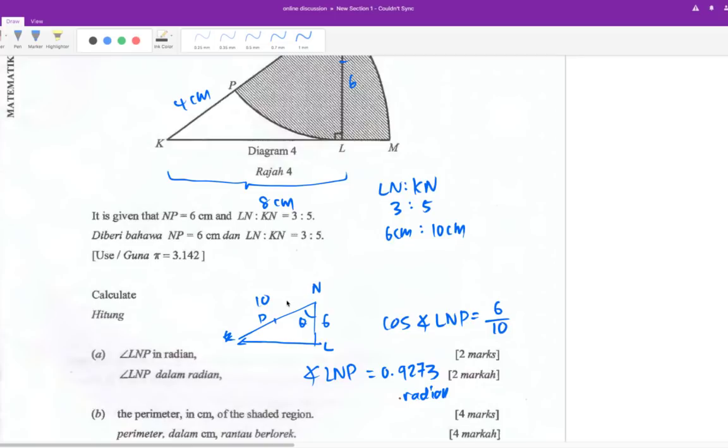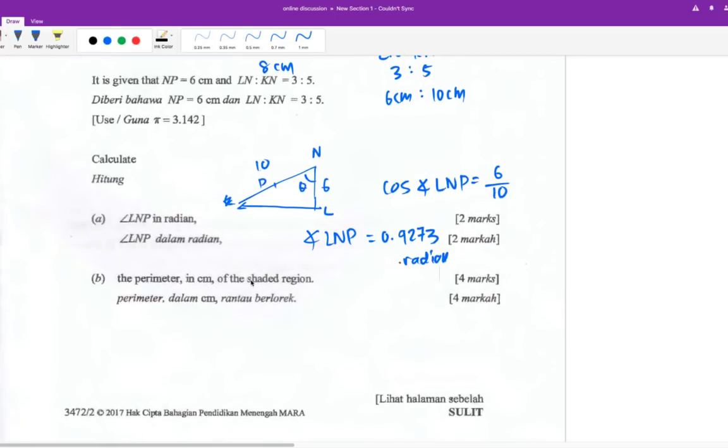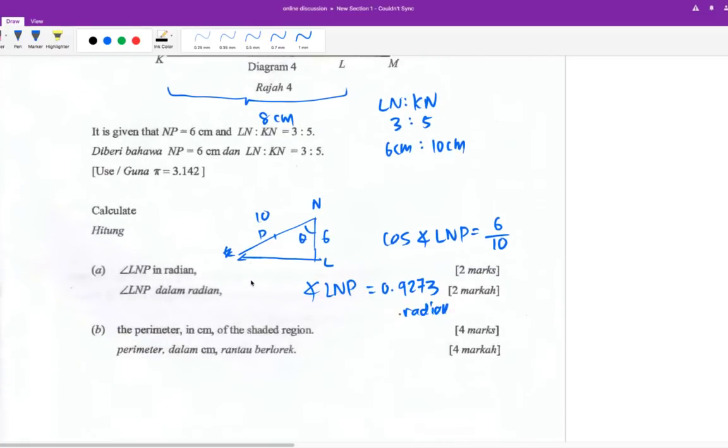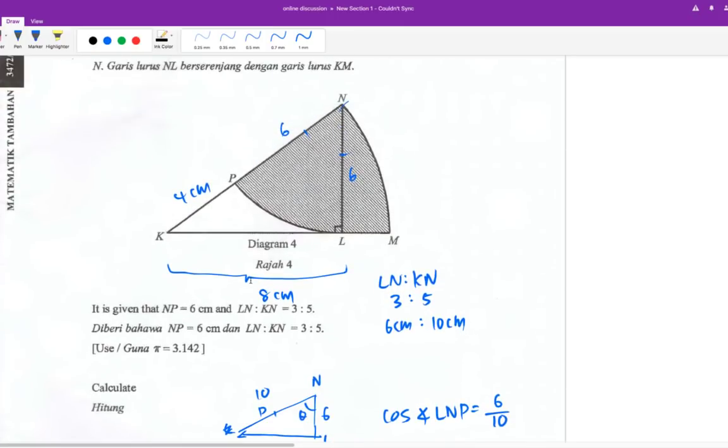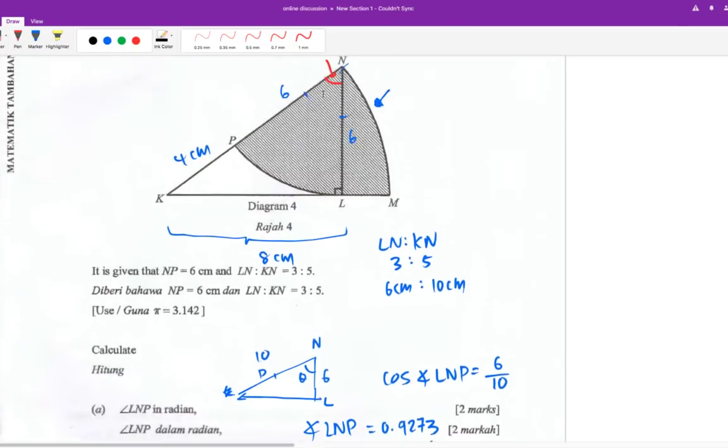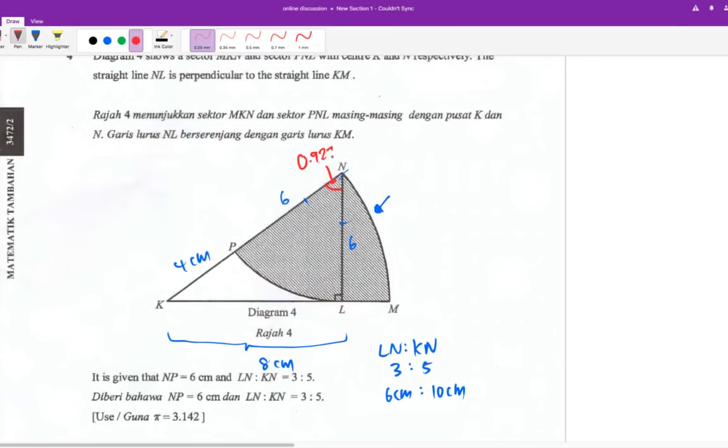Okay, so let's move on to the next one. The perimeter of the shaded region. So basically now you need to find the perimeter of the shaded region. What you need to do is find this arc length. This arc length is quite easy after you have all the angles. This angle we just got, which is 0.9273, and you can find this other angle easily by using 180 minus both. 90 degrees is pi over 2.